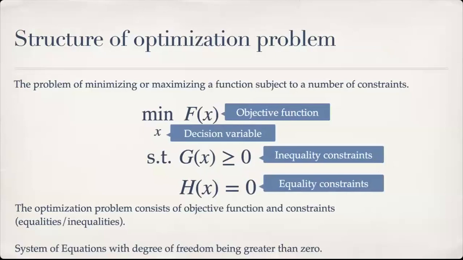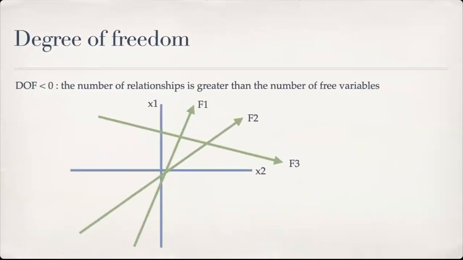So the optimization problem consists of an objective function and constraints, in short: equalities and inequalities. And if we look at the optimization problem in terms of degrees of freedom, I will tell you. But let me explain the concept of degree of freedom first.